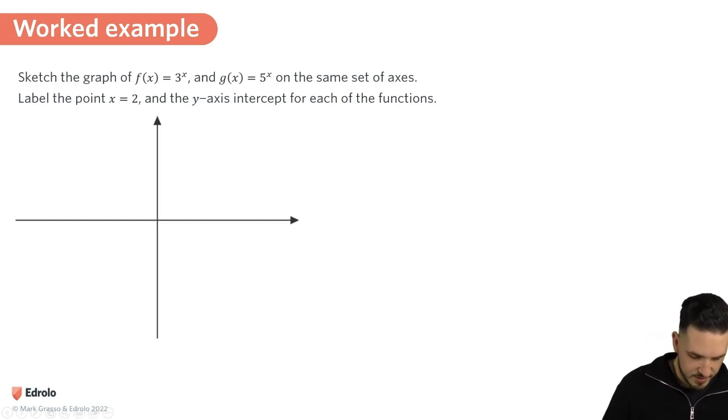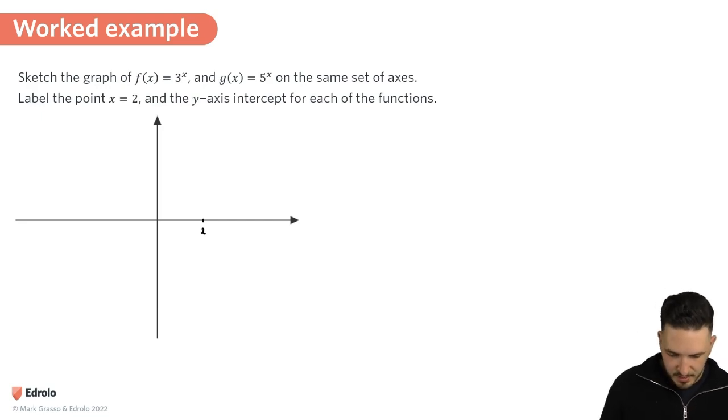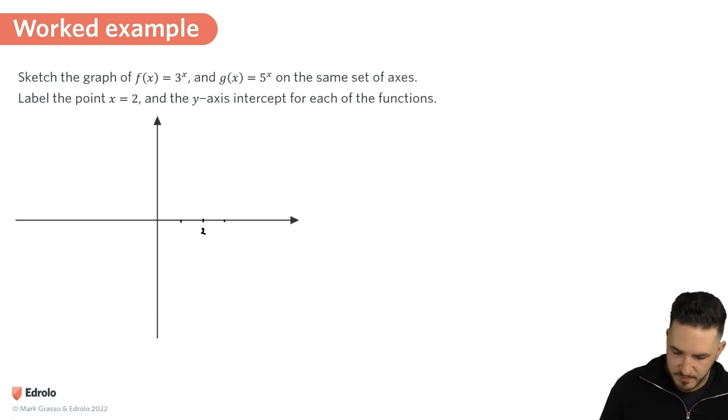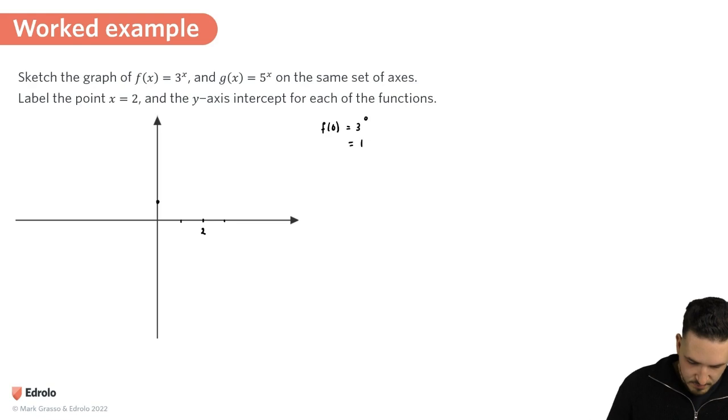So I'm just going to label a point x equals 2 on our graph to start off with. So let's say x is equal to 2 here. Okay, so that would be 1, and so on, 3, etc. And we want the y-axis intercept. So y-axis intercept, like any graph, we let x equal 0. So for the y-intercept of f, we're substituting 0, so it's going to become 3 to the power of 0. Using that 0th power, 3 to the power of 0 is simply just 1. Okay, so we have (0, 1).